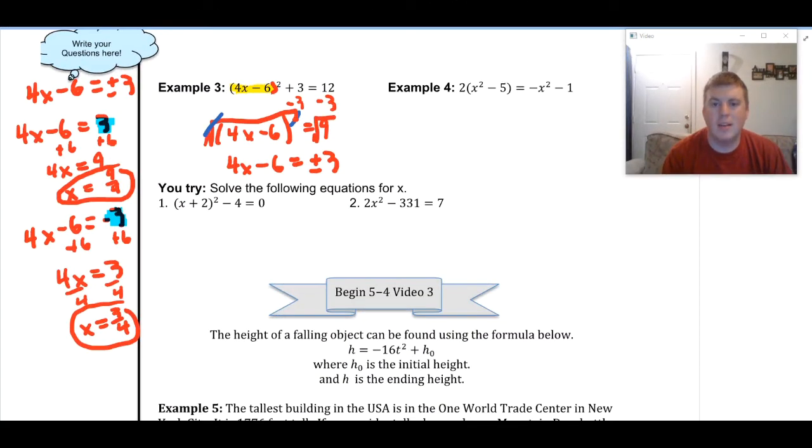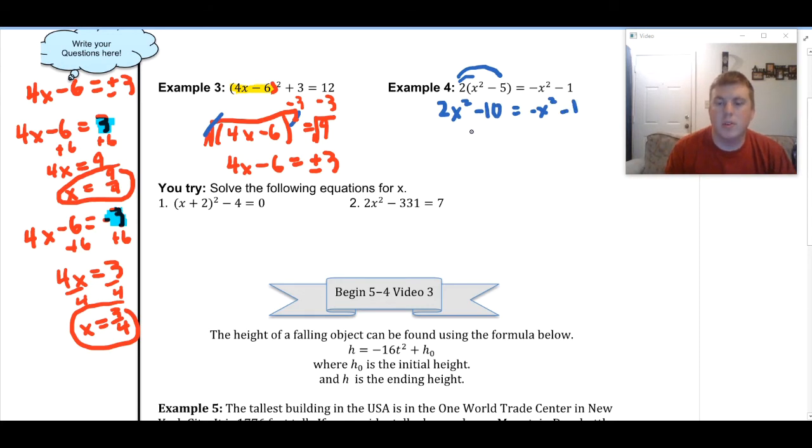Alright, now let's take a look at example number 4. In example number 4, we are going to need to go ahead and do some distribution. We're going to take that 2 and we're going to multiply it through the parentheses. We're going to get 2x squared minus 10 is equal to negative x squared minus 1.